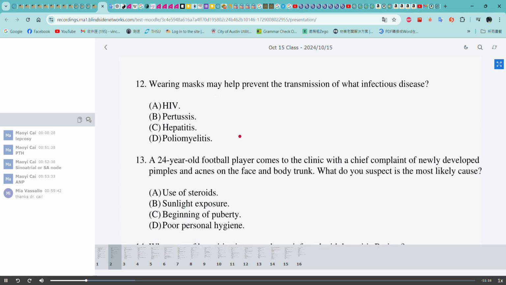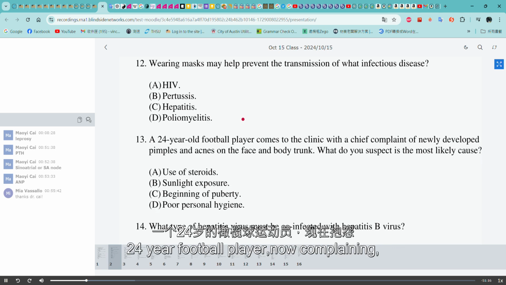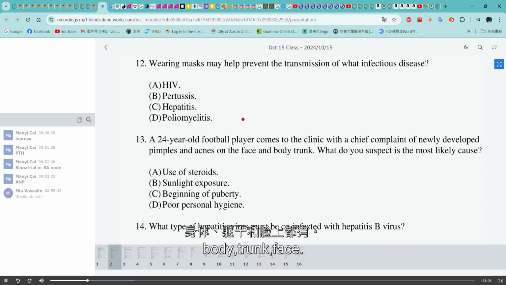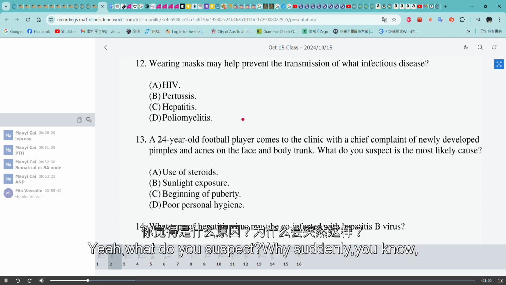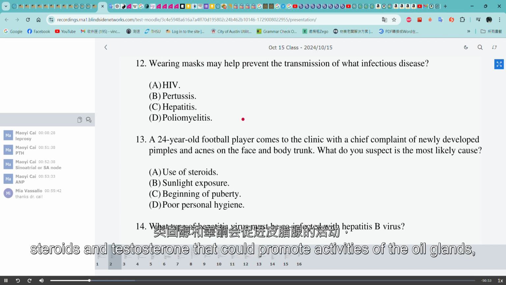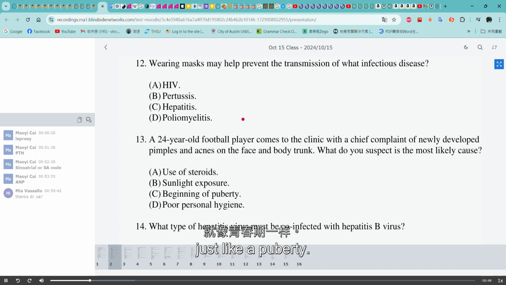Okay. Number 13, a 24-year-old football player now complaining of newly developed pimples, acne, all of a sudden on the body, trunk, face. What do you suspect? Why suddenly, 24 years old already, right? Very likely, you think about this, probably is use of steroids. Steroids is testosterone that could promote activities of the oil glands, just like a puberty.